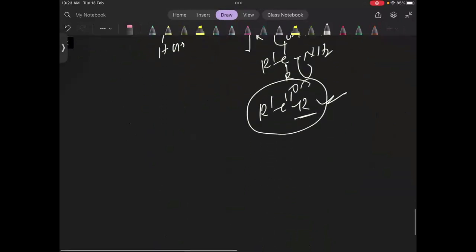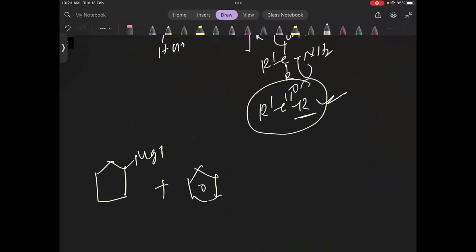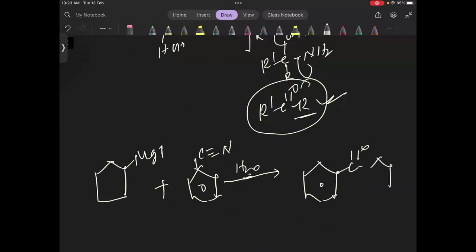Okay students, one example I give you, can you write the answer? Just check that. Here MgI reacts with benzene C triple bond N. What do you think, what product will form? Just pause the video and try to solve the question. What will happen, students? Benzene C double bond O, and this cyclo compound will form, correct or not?